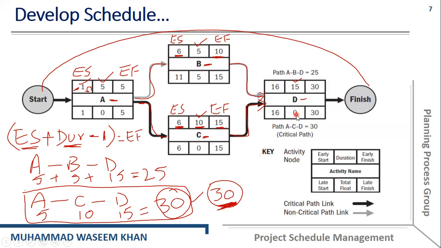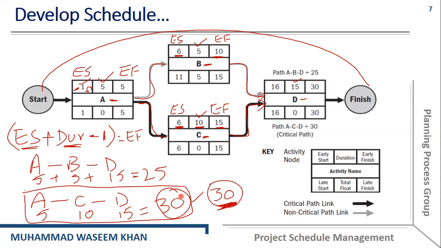So those activities whose slack or float is equal to 0, those activities are called the critical activities, and they lie on the critical path. So we can say that the critical path is A, C, and D. And we have found it here, A, C, and D.